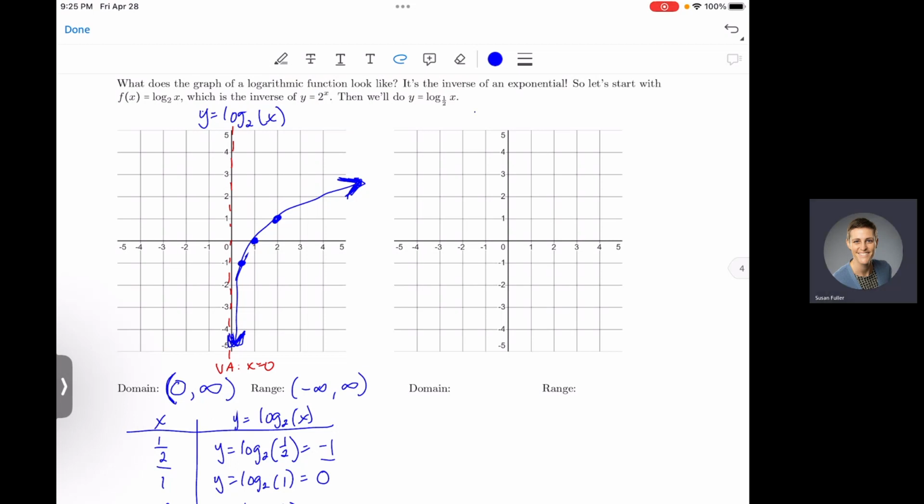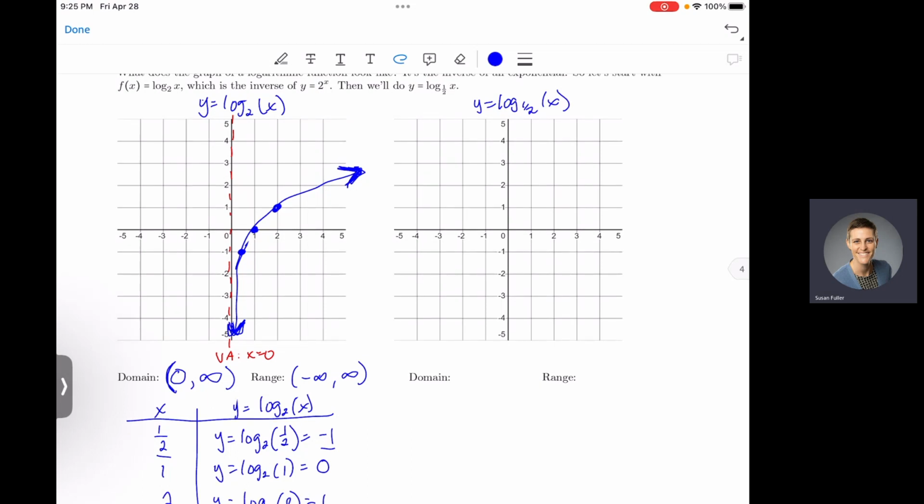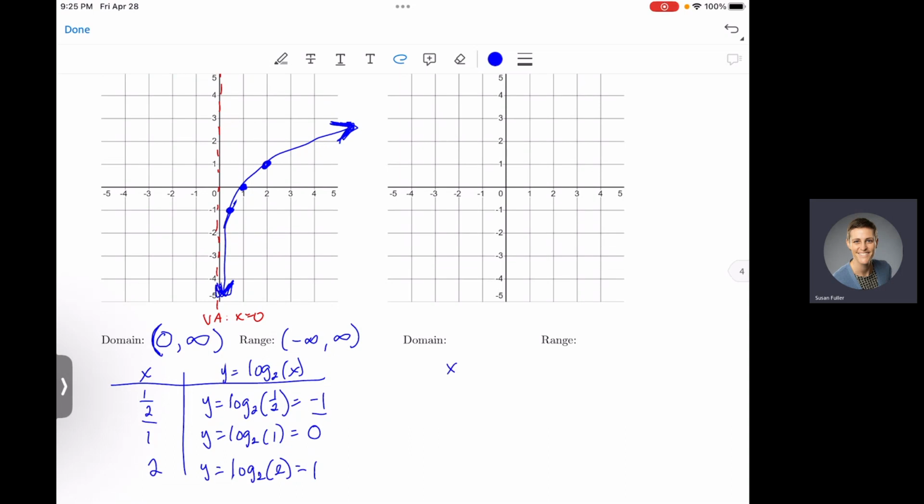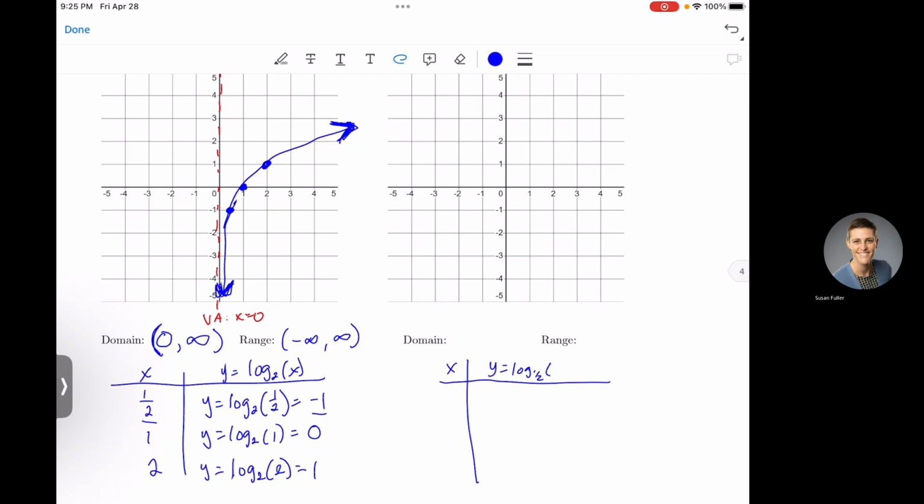And then we'll do the same thing for y equals log base 1/2 of x. So now what if our base is 1/2? Again, we'll do an XY chart here, and we'll just pick some values of x. We'll actually pick the same ones, 1/2, 1, and 2.